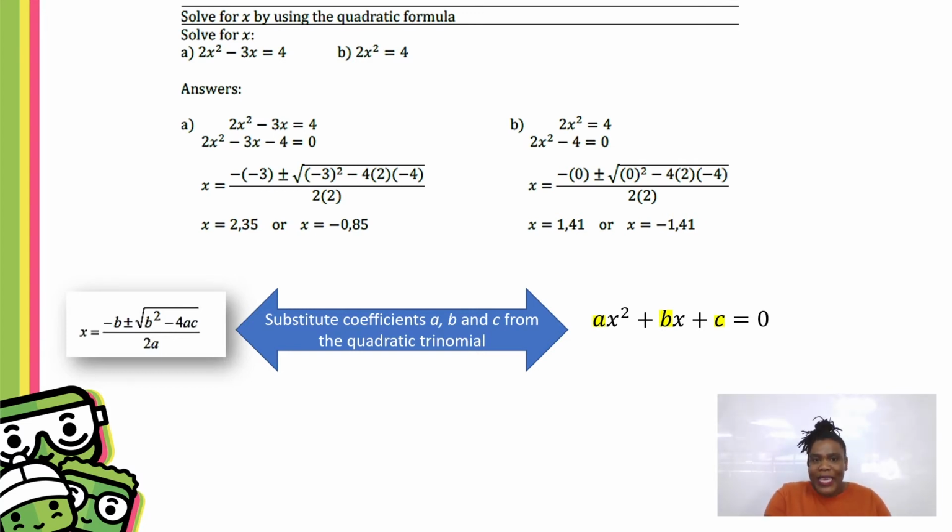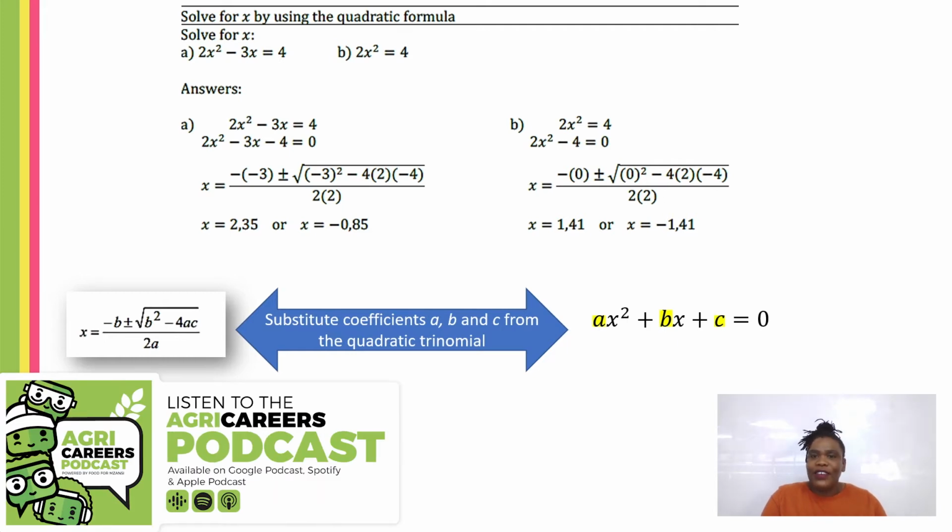Let's look at B. It's 2x squared equals 4. This looks like a difference of two squares, but it's not. Because in the 2x squared term, the x squared is a squared term, but the 2 is not a squared number. So you have to treat it as if it was a quadratic trinomial, but in this case, b would be 0.